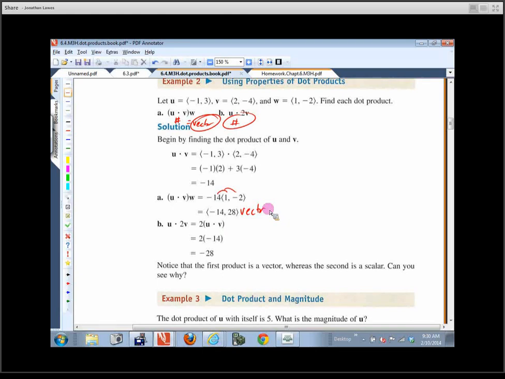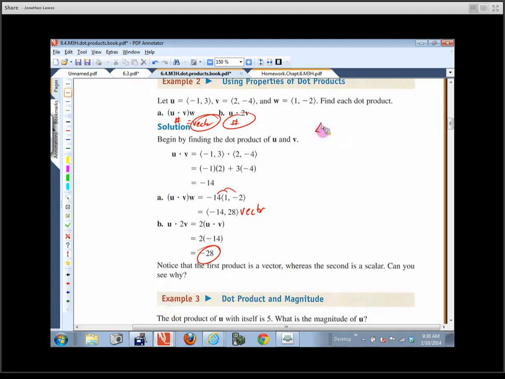Now they said use properties, and this can make things pretty easy. So instead of doubling v and then finding the dot product, if you already found the dot product, I can slide that out front and say, if I multiplied one of the vectors by 2, it's going to multiply the dot product by 2 because it changed the magnitude of one of those by a factor of 2. So we end up with just 2 times -14, and we end up with -28.